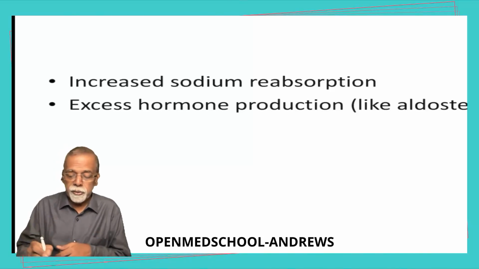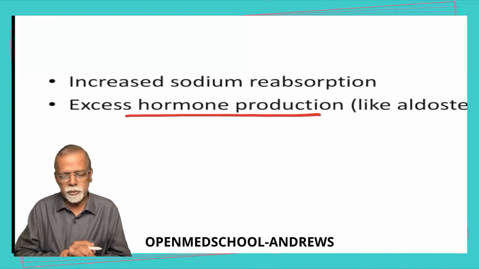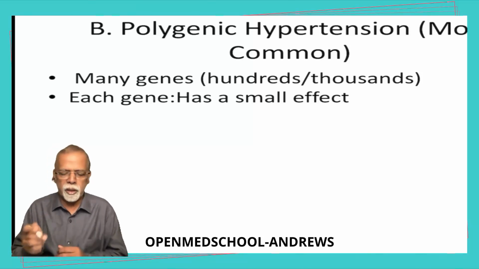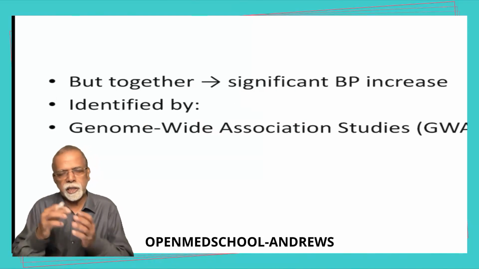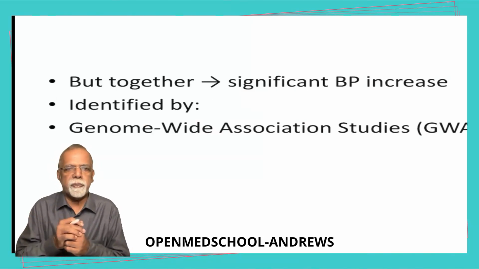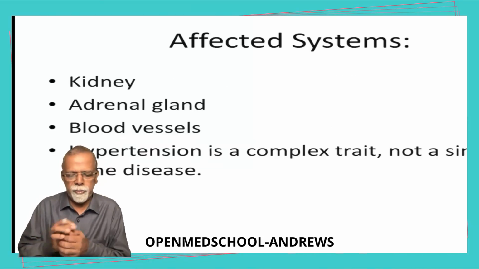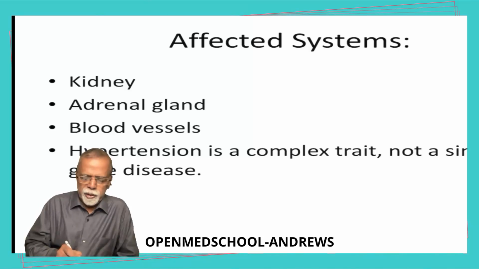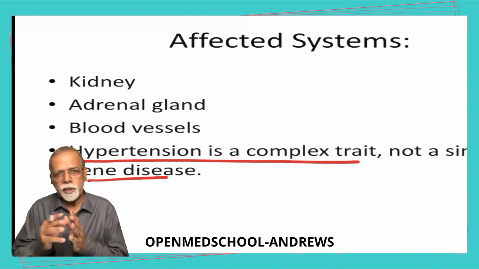And sometimes it leads to excess hormone production like aldosterone. Hyperaldosteronism can also lead to sodium retention. Polygenic is the most common, involving hundreds of genes. Each gene has a small effect, but altogether in a susceptible person they lead to high blood pressure. This has been identified by genome-wide association studies, called GWAS. The affected systems are kidney, adrenal gland, and blood vessels. Hypertension is a complex trait and not a single gene disease as per this polygenic theory.